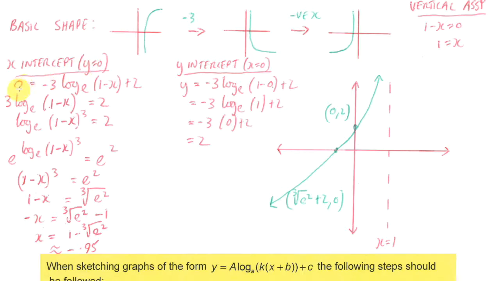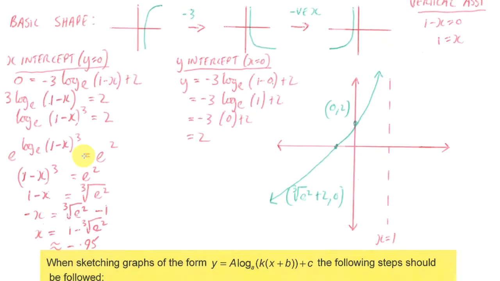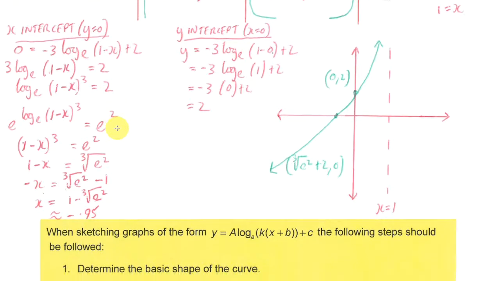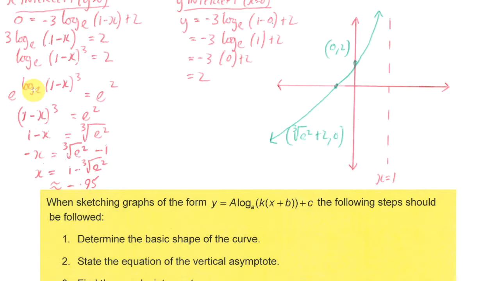X-intercept, make y equaling 0. I add 3 lots of log e of 1 minus x to both sides. I now take the 3 to the top. And in this move, I've got e to the power of the left-hand side equals e to the power of the right-hand side. And the reason I do that is so that this e to the power of log e will cancel to leave me 1 minus x cubed equals e squared.